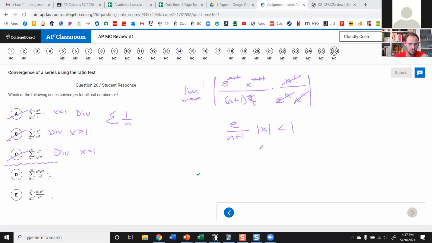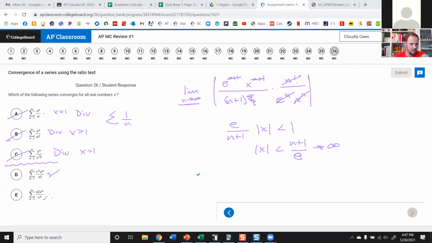All right, well, if we move this over, we get the absolute value of x needs to be less than n plus 1 over e. As n goes to infinity, this goes to infinity. So that means our radius of convergence is infinity. That means it'll converge for all x. So this guy's our winner.